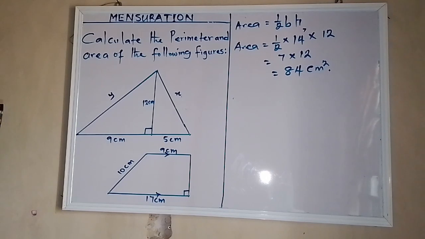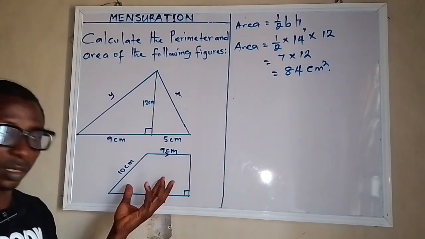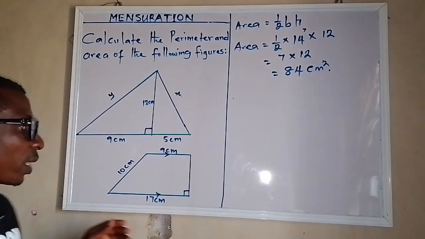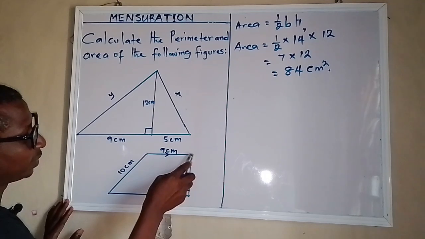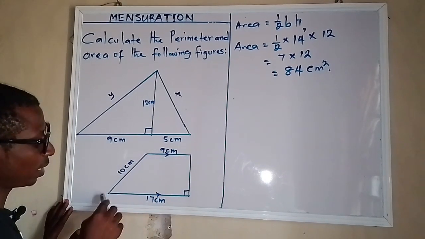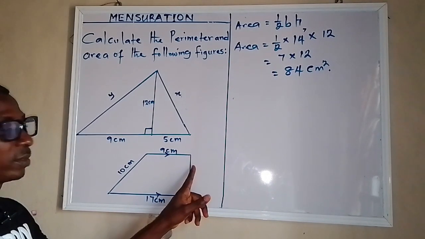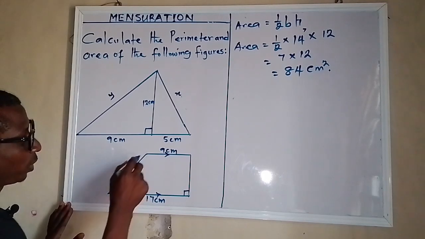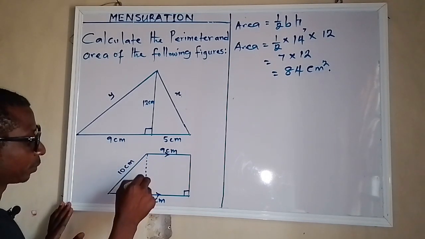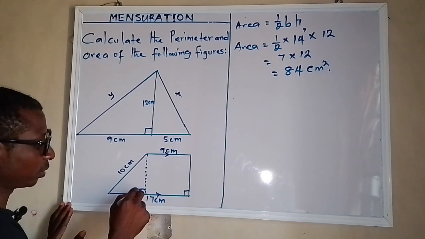Now, can we look at the second one? Now we have to find the perimeter of this trapezium. To find the perimeter of this shape, we add this side plus this side plus this and this. But we don't have this side. We need to get this. So we are going to draw a construction line here in such a way that this line will be perpendicular to this place.